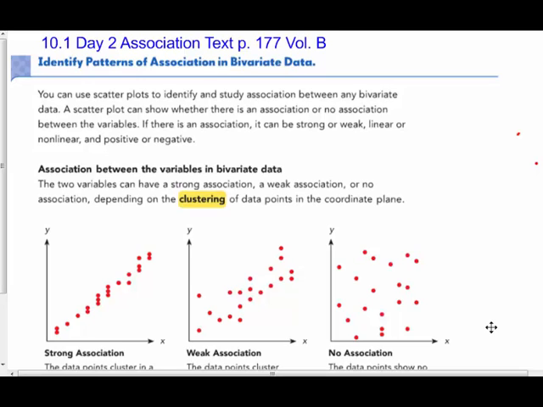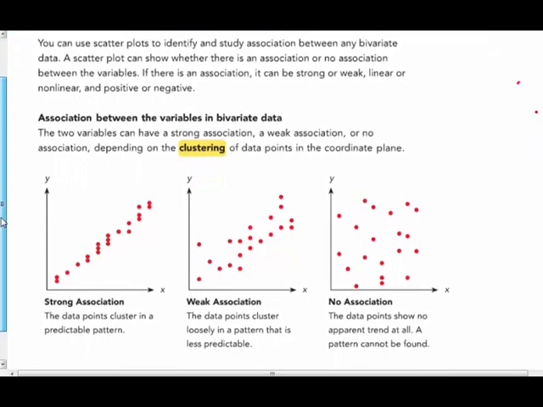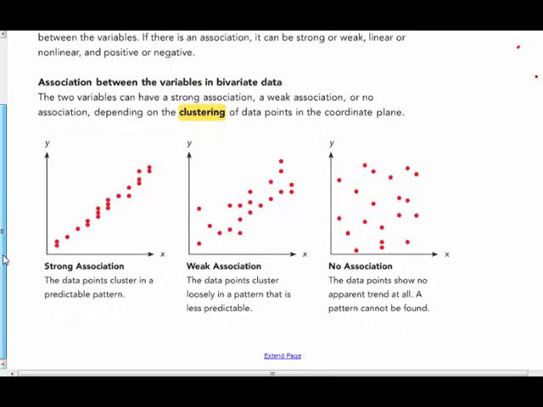A scatter plot can show whether there is an association or no association between the variables. If there is an association, it can be strong or weak, linear or nonlinear, and positive or negative. The association between variables in bivariate data. The variables can have a strong association, a weak, or no association. Strong association would look like this first graph that you see here. The data points cluster in a predictable pattern.